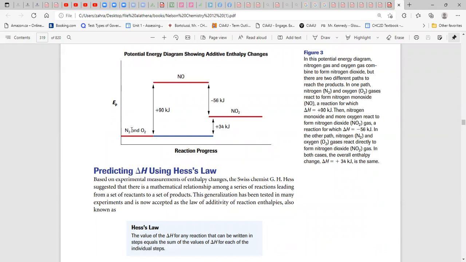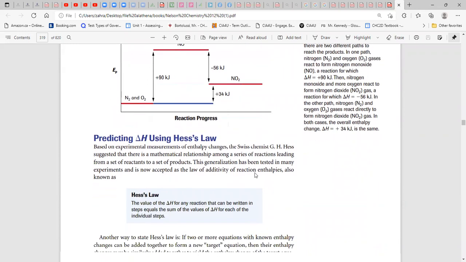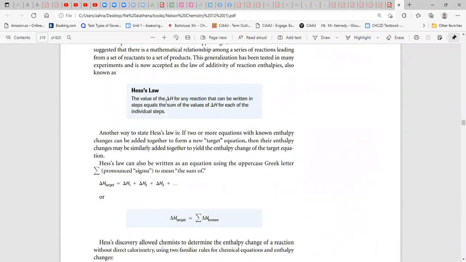Looking at that, first the reactant is N2 and O2. They react and produce NO. And after that, NO will react with oxygen to give NO2. So it's just a two-reaction process. Now we want to see what Hess's law is.